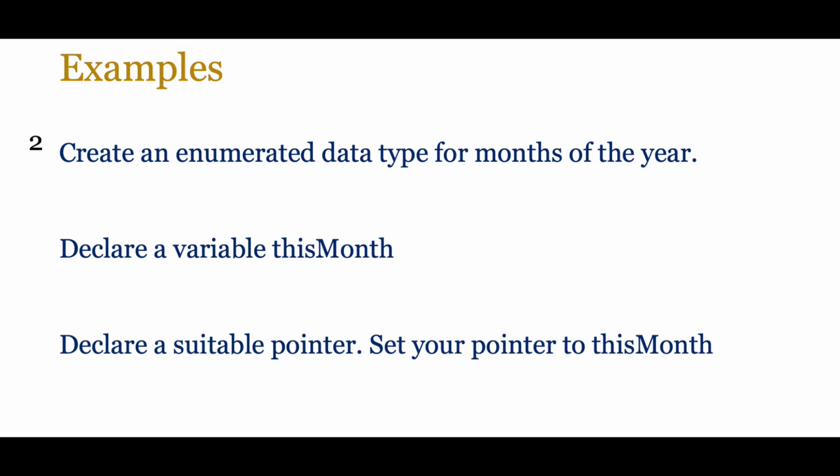Okay, let's look at example number 2. Create an enumerated data type for months of the year, declare a variable this month, and declare a suitable pointer, and set your pointer to this month. Okay, so there's a couple of things going on. We're going to now use two user-defined data types, enumerated and pointers. So do pause the video and think about how you're going to be solving this one.